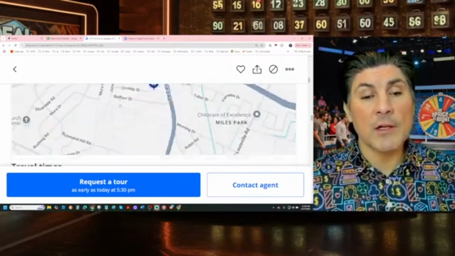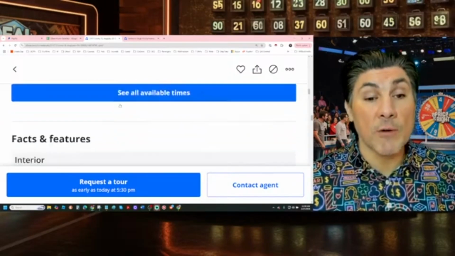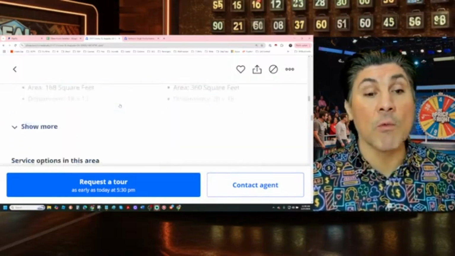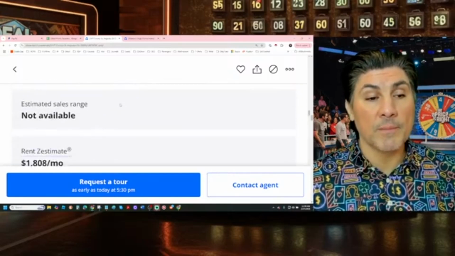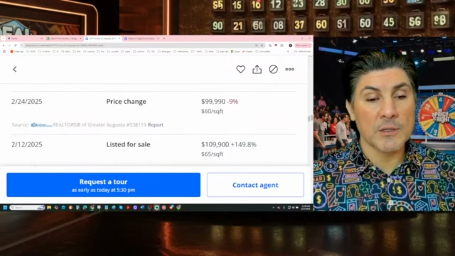Now, I want you to scroll down a little bit more, because what I want you to do is focus on the property history. I want to see when was the last time that this property was bought and sold. So I'm going to scroll down a little bit more, and here's the price history.